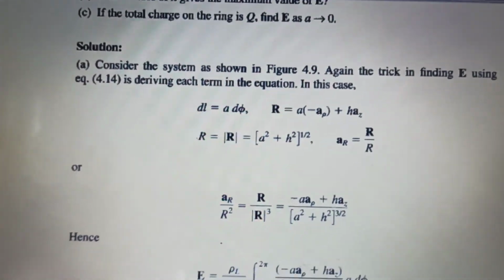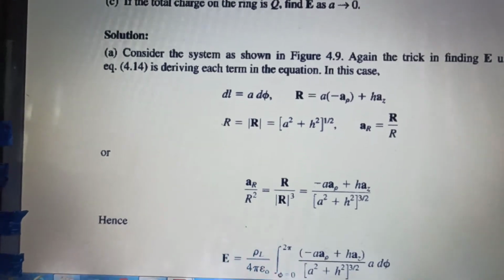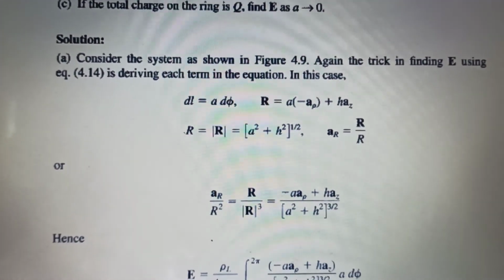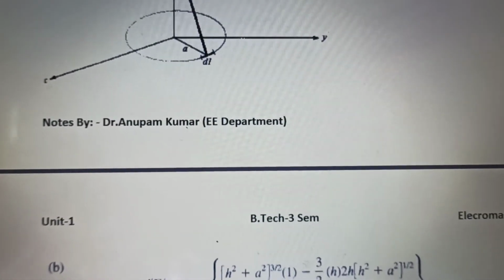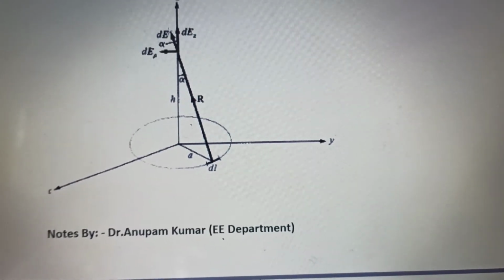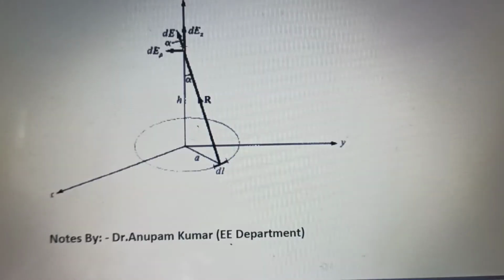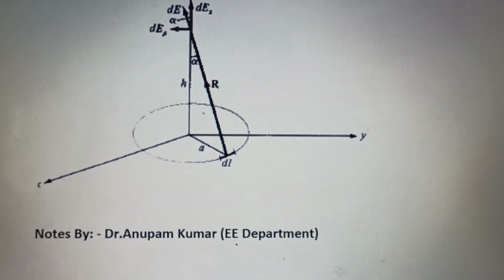Now dl is, I told you, a d phi. Now this is very interesting, the radial vector R. Just have a look at this. R is going in this direction. The unit vector is going in this direction. That's why I told you that understanding of the coordinate system becomes very important.